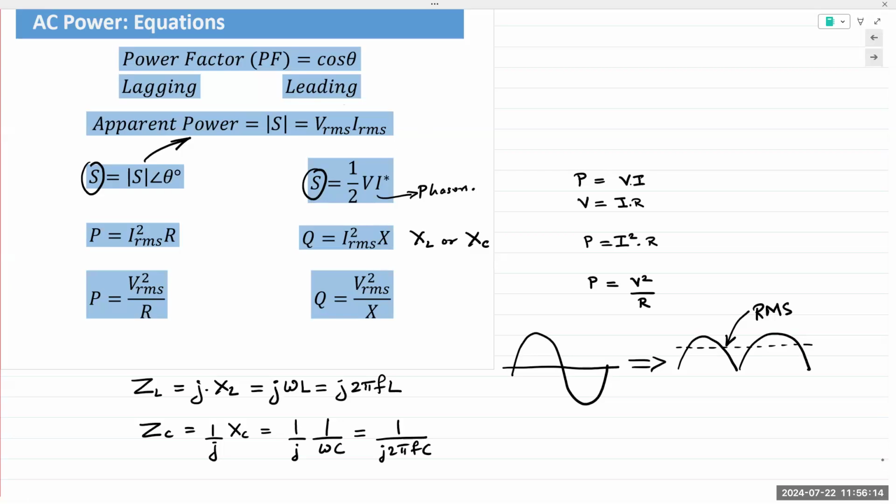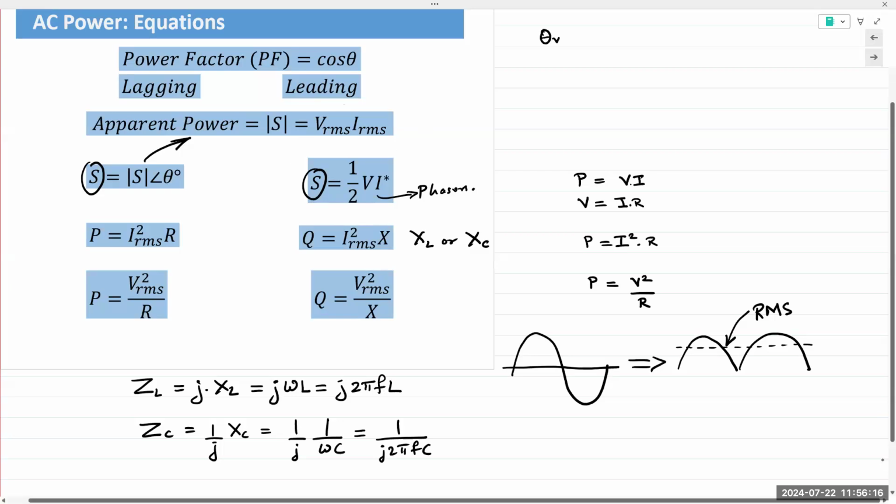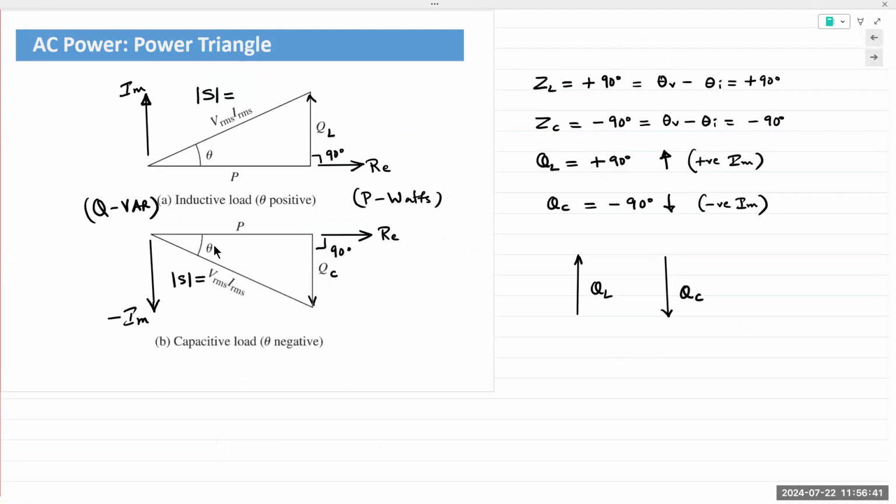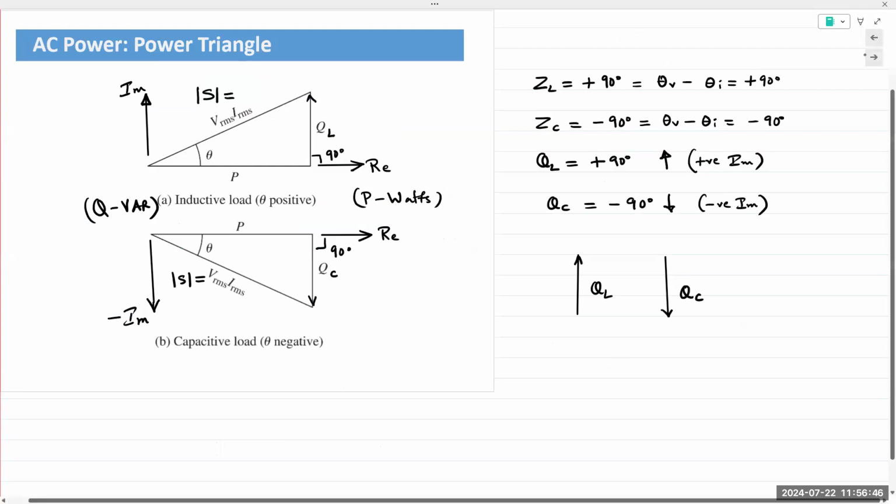And theta V minus theta I is the power angle. It's also the impedance angle. It gives you the power angle theta. If you take cosine of theta, you get what is known as the power factor, PF. And cosine of the power angle, because we want to describe the requirement of Q, from the right angle triangle trigonometric identity, cosine theta, we want to describe the requirement for Q.